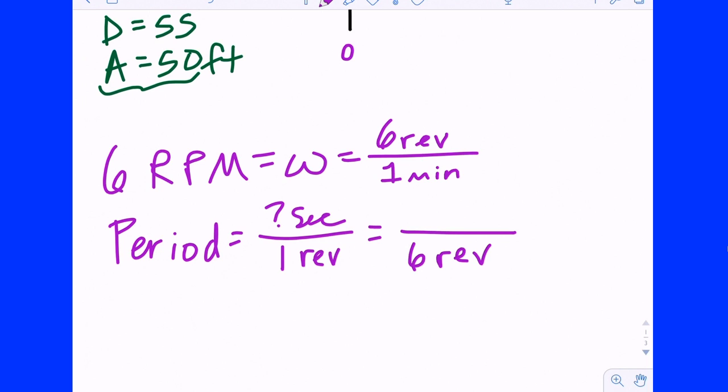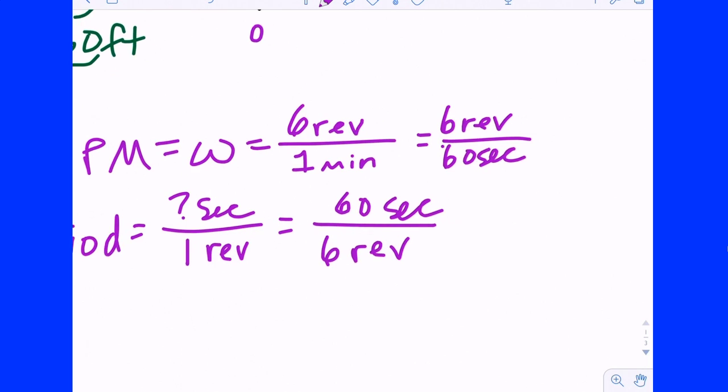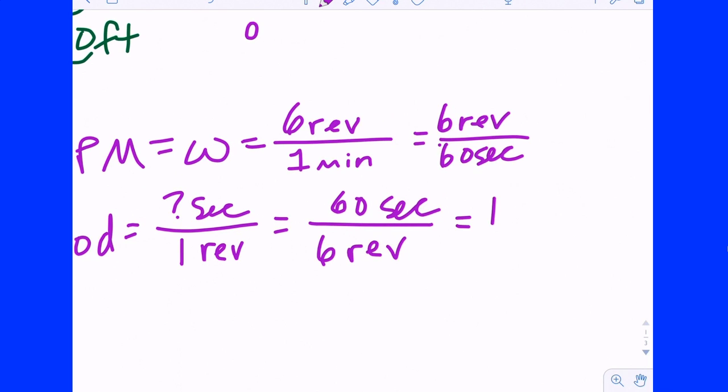But of course, if we don't want to use stoichiometry, we know how many seconds are in a minute. What's the answer? 60. Yeah. So you could say that 6 revolutions per 1 minute is the same as 6 revolutions per 60 seconds. And then if you flip that, you get 60 seconds per 6 revolutions. And of course, that simplifies to what? 10 seconds per 1 revolution. And if you can get that right there, some amount of time per 1 revolution, you have your period. It's 10 seconds. So it takes 10 seconds for this thing to make 1 revolution.